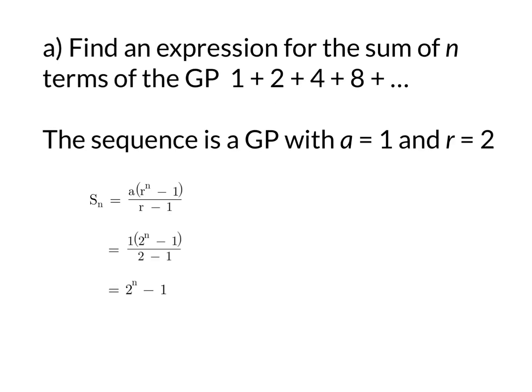So the first one. We do have a geometric progression. It starts at 1 and then it doubles. So a is 1 and the ratio is 2. So putting that into our formula, leaving n as n, because we're not sure what the nth term is, we get 1 times (2 to the n minus 1) over 2 minus 1, and that gets us simply 2 to the n minus 1. So that's our sum of n terms.